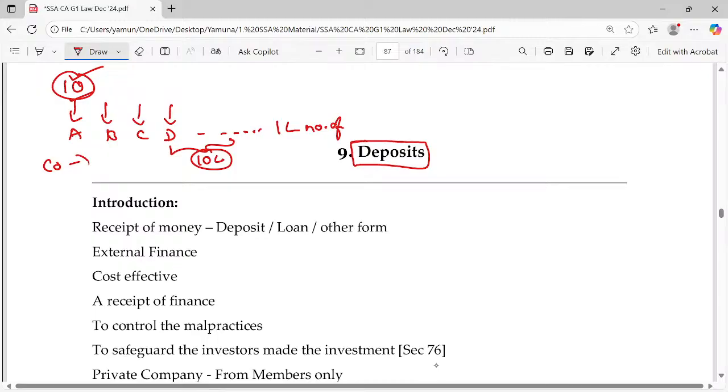After all, when we say company, it's an artificial person, and who is running this company? The board of directors. The separate management team is there, they are running it, and they are individuals.